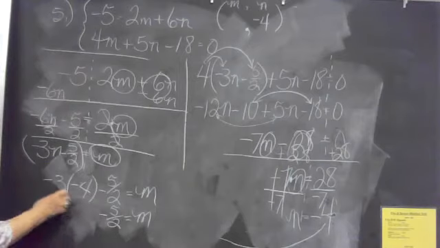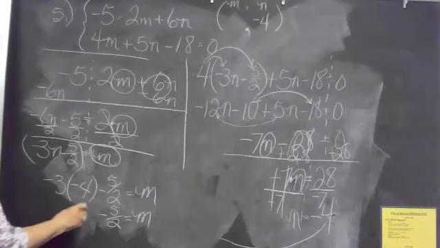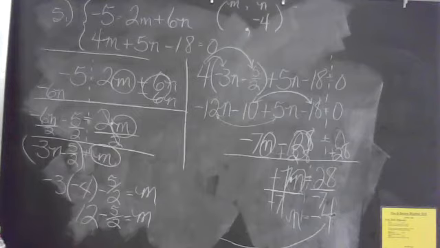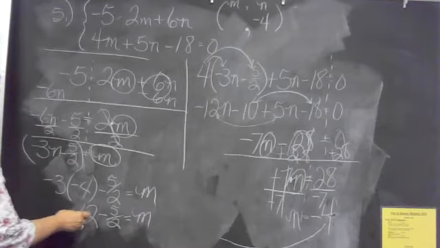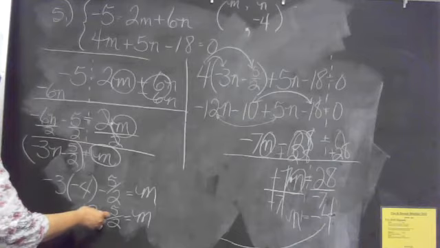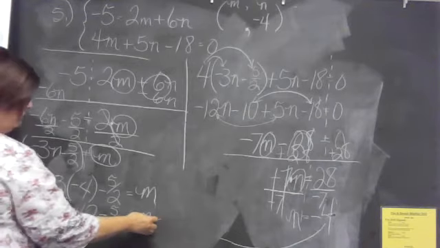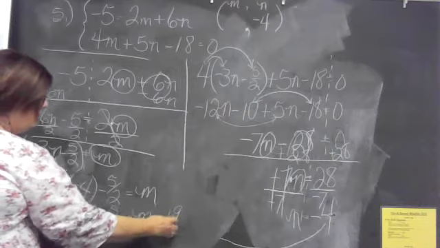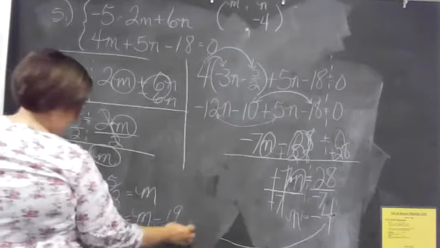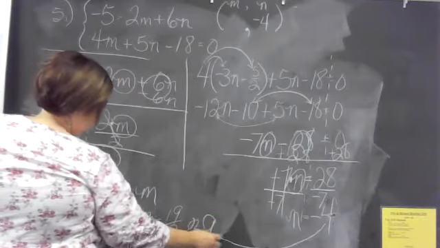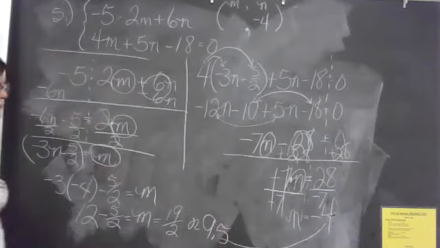Okay, so now I have negative times negative is positive 12. Now I'm going to try this again. M is equal to 12 minus 5 halves. So that's going to be 19 halves. Is that correct? Or 9.5, all you have to do is use the toggle switch on your calculator to get a decimal.